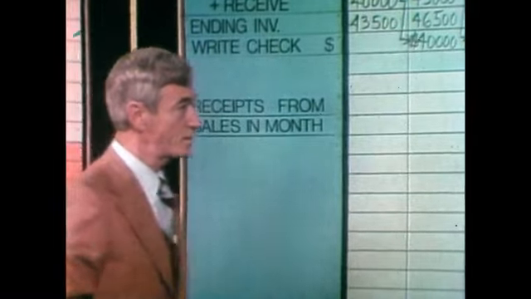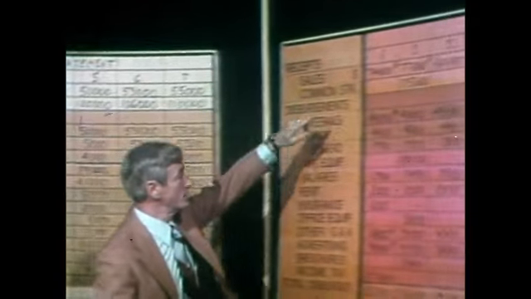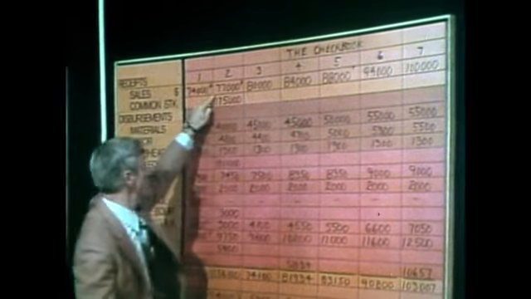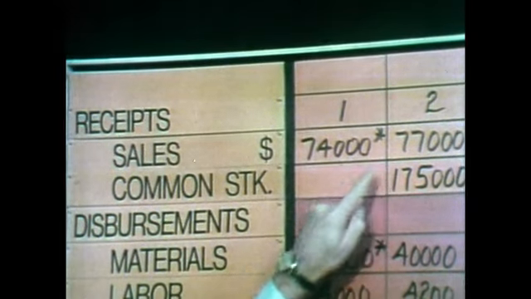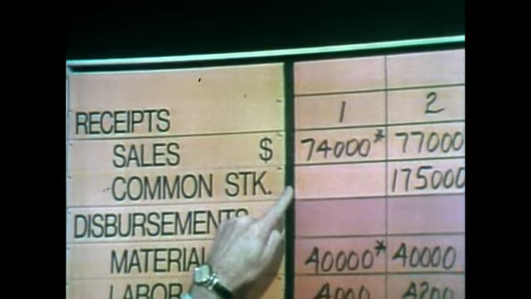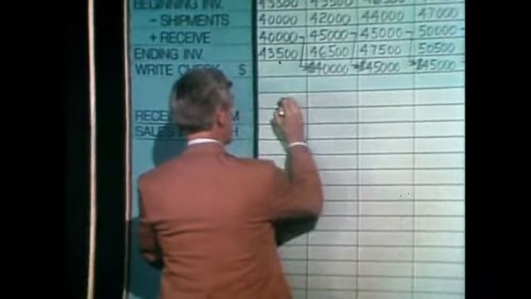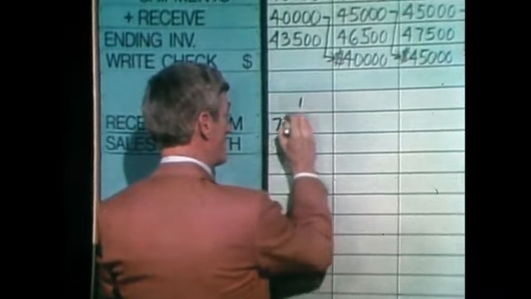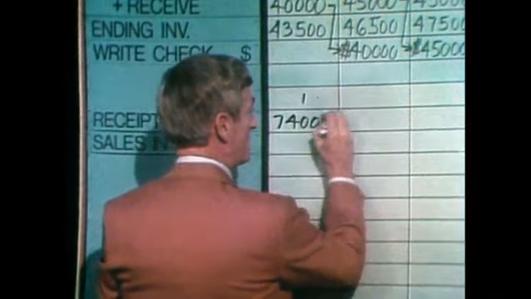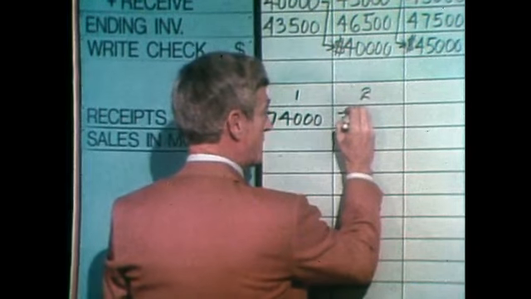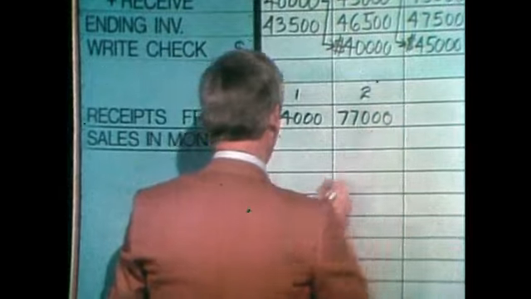Let's see, the sales come from over here, but the receipts come from way over here. Yes, the company checkbook. Now, these first two numbers are deposits from sales made in months before month 1 of this forecast. Transactions of a prior period. Well, I can write them in just as they are. Month number 1, that's $74,000. And month number 2, it was $77,000. That's correct.